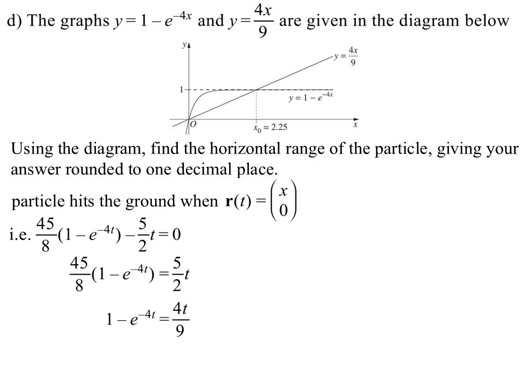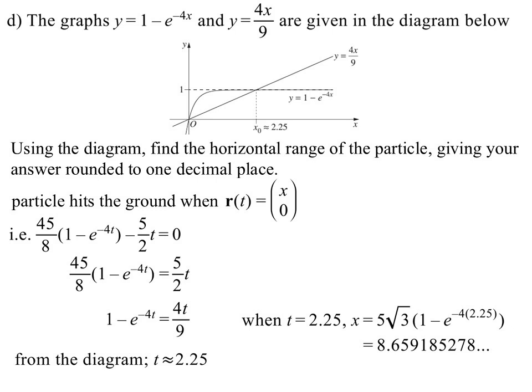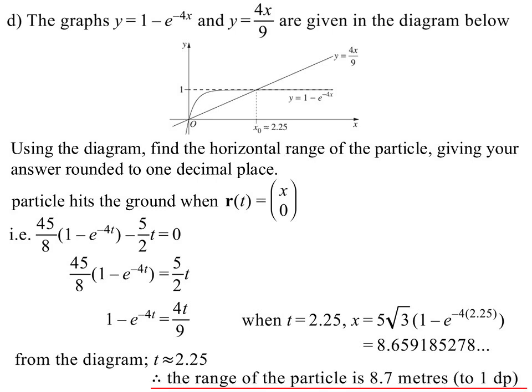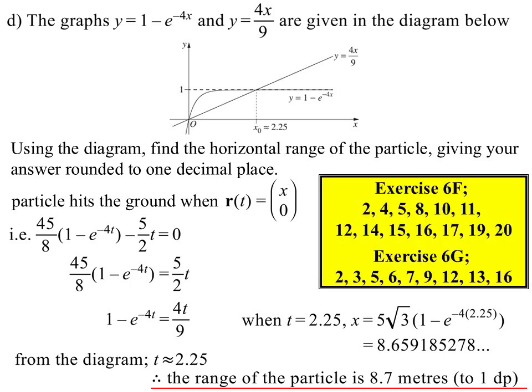And that's where the graph now comes in, because they've told me the point of intersection of those two on the graph. It's when x is 2.25, so the solution to this is just 2.25. Well, approximately. That tells me the time. Now I'll go and substitute it into the x component to go and work out the range. So 8.659185278, approximately. They said to one decimal place, all right, 8.7 meters.